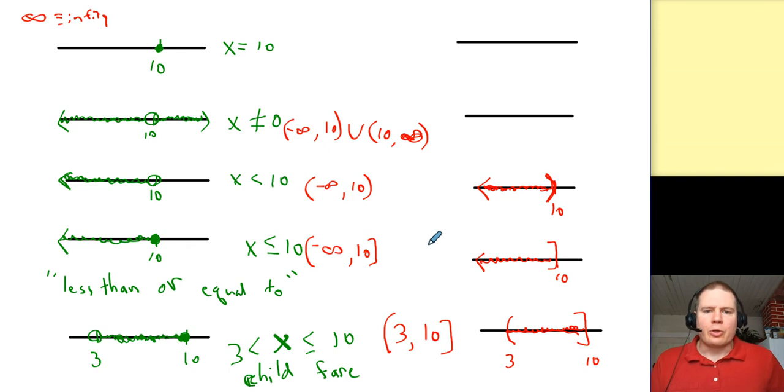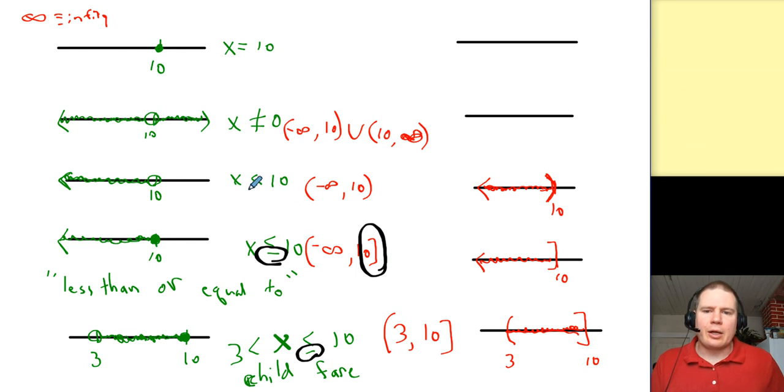So what's the difference between a bracket and a parenthesis? In this context, the bracket indicates that that endpoint is included. I'm not putting a bracket here because it's on the right. I'm putting a bracket with the 10 here because I'm including 10. 10 is part of my solution. 10 is less than or equal to 10.